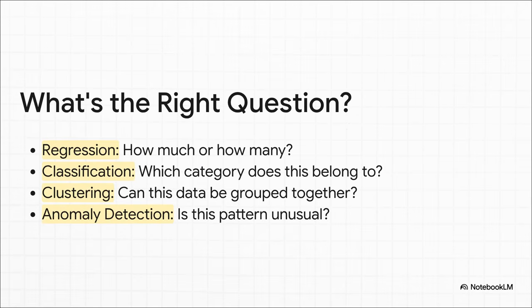And asking the right question just means picking the right tool for the job. You see, if we're trying to predict a specific number, like a house price, that's a regression problem. If we're sorting things into buckets, like spam or not spam, that's classification. Or maybe we're just looking for natural groups with clustering, or trying to spot something weird with anomaly detection. Getting this right from the start is absolutely key.